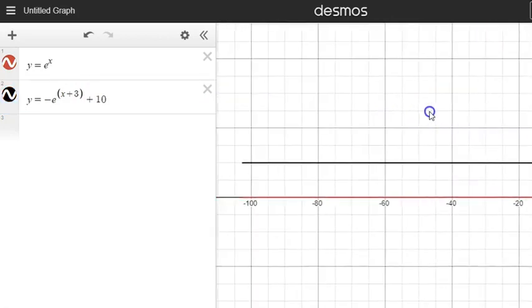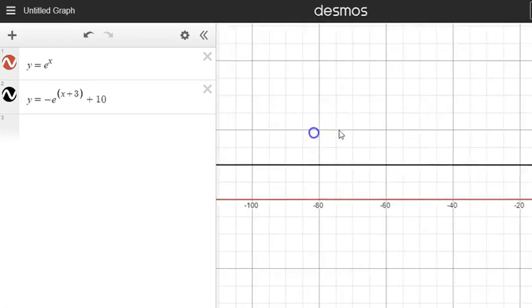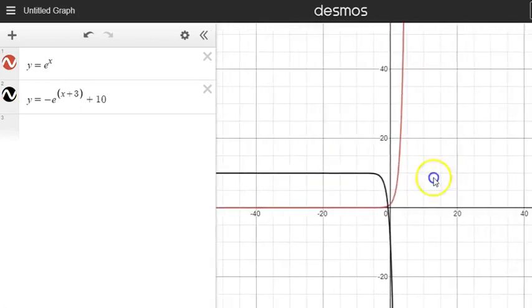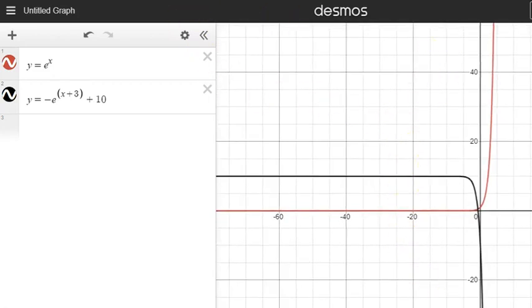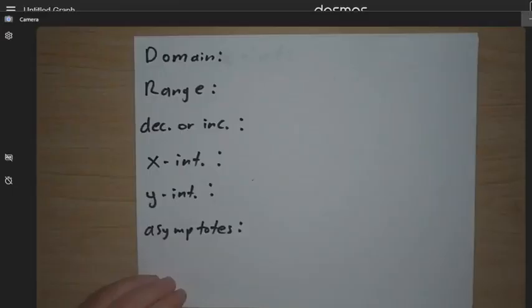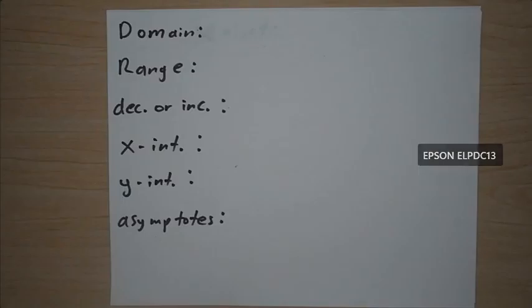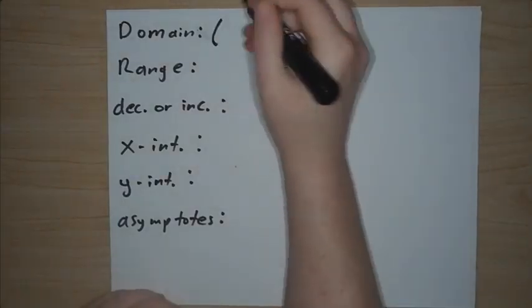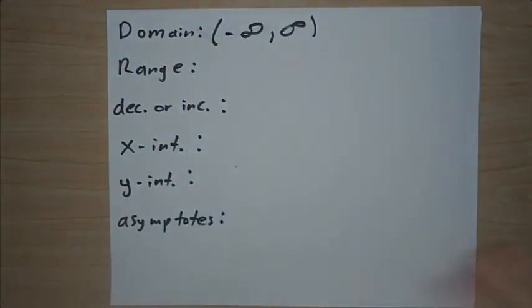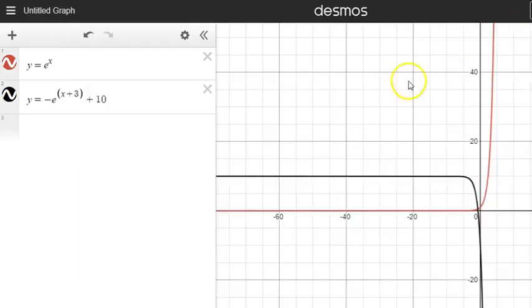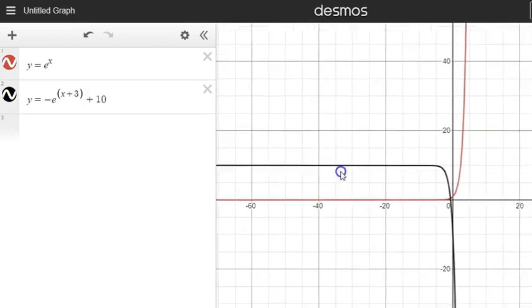So our domain is our x values, and we can see that our x values can be anything essentially. So our domain is negative infinity to positive infinity. Next, we'll look at our range.